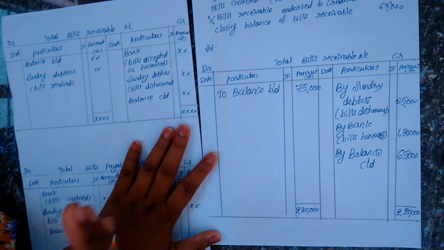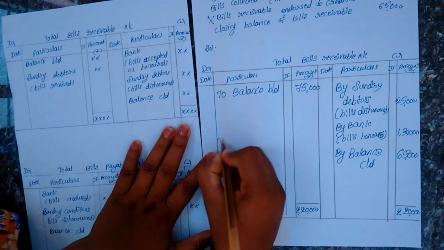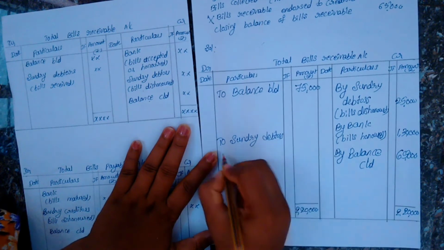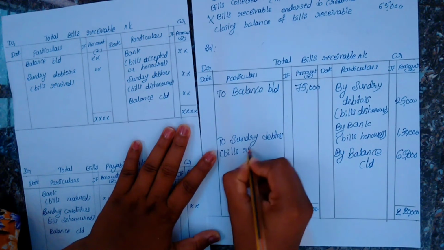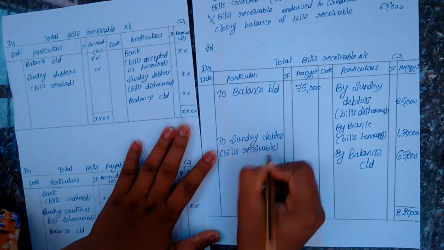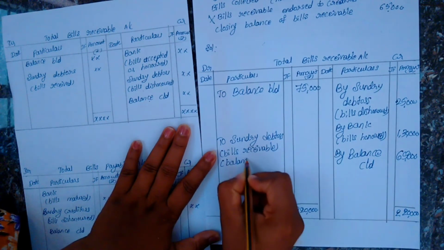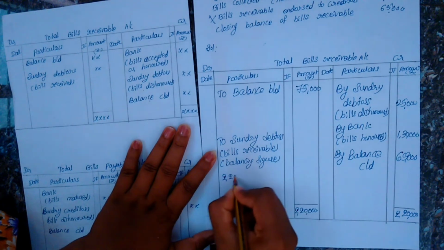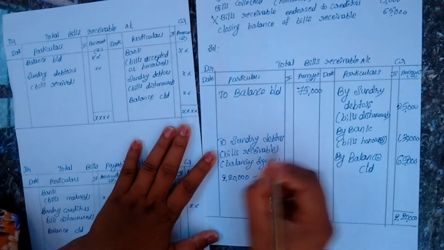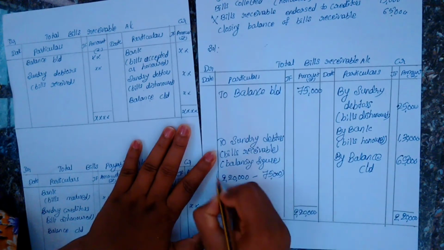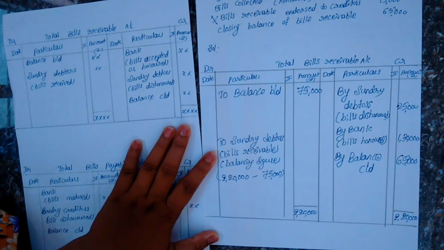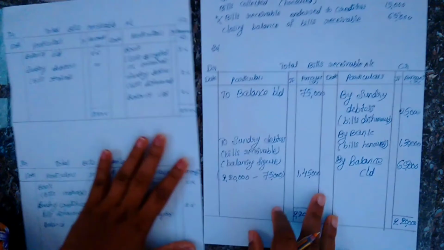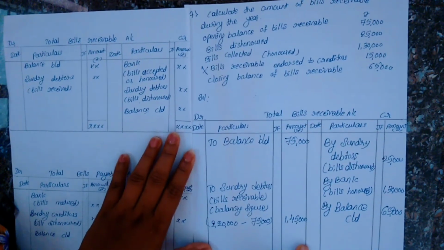Here write the amount of bills receivable, right? Bills should be received. Therefore to sundry debtors, bills receivable. That is a balancing figure, right? Calculate the amount. 2,20,000 minus this 75,000. How much? 2,20,000 minus 75,000. The total is 1,45,000. Now it is over. It is a calculation of bills receivable account.